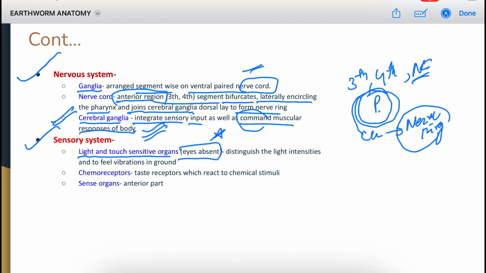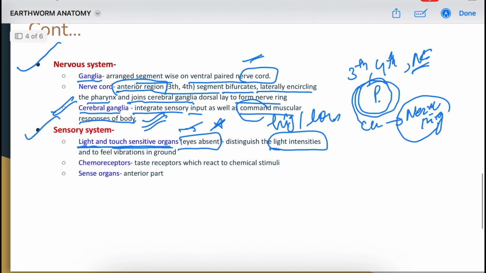So there is a presence of light and touch sensitive organs that they can sense high level of light and low level of light. Sense is basically the intensity of light, whether it is high light or low light, but eyes are not present. Okay, they can feel the light whether there is very high light or low light. Similarly, they can feel the vibration in the ground. For example, there is an earthquake, they can easily feel it through vibration.